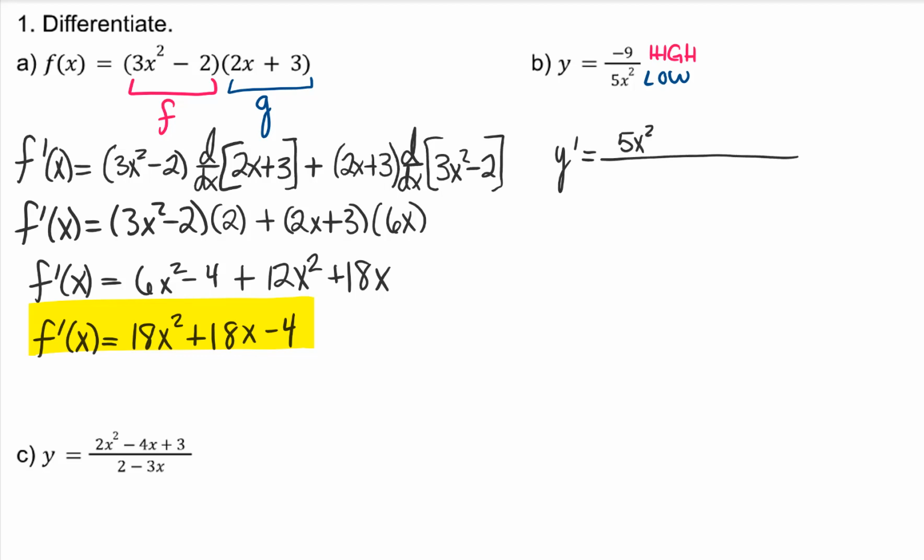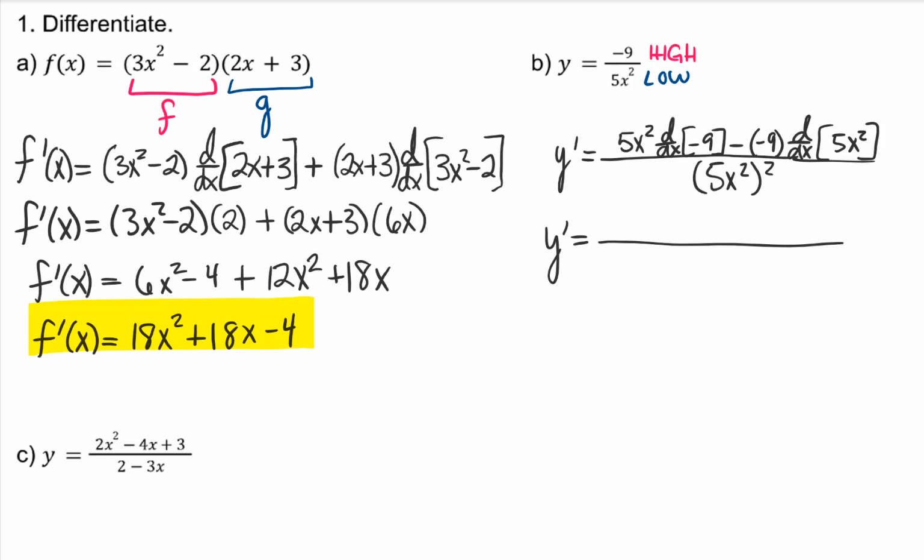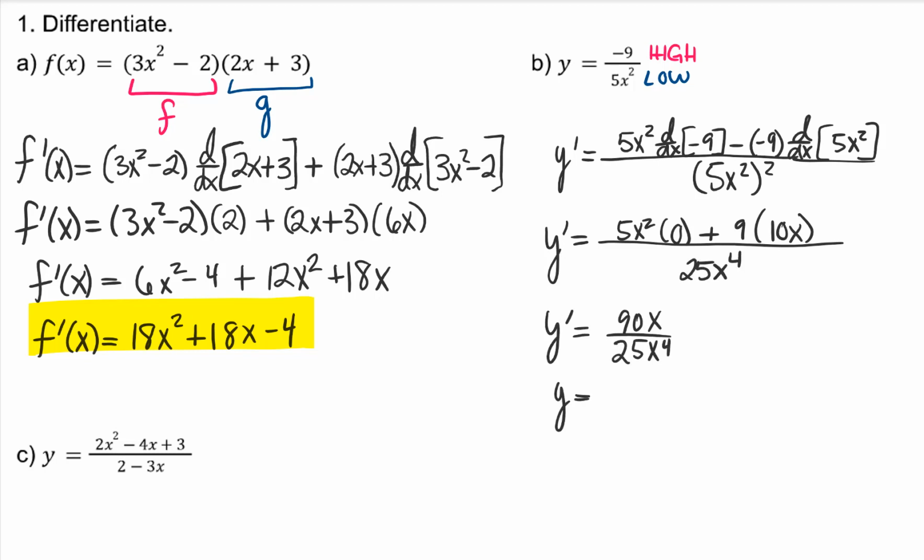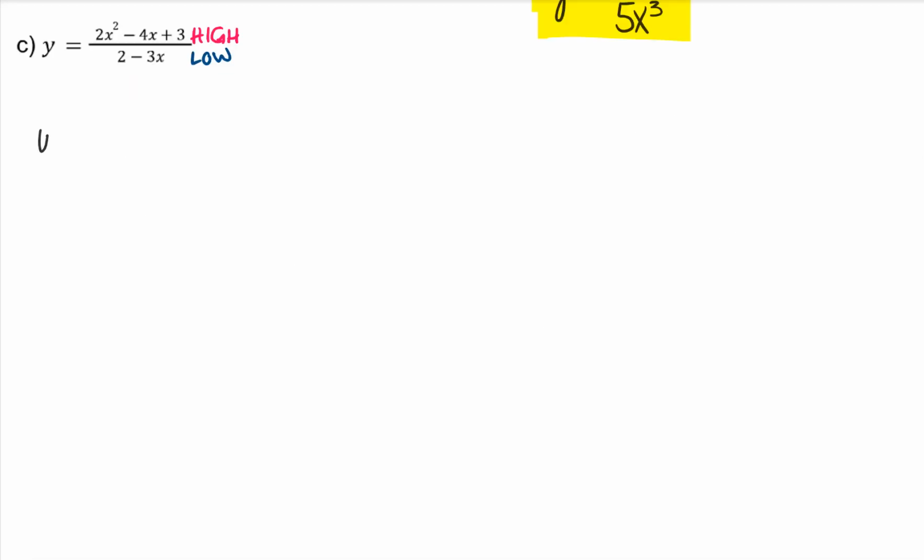Low d high minus high d low over low squared. Again, I like to do the other derivatives in my next step. Hey, the derivative of 9 is 0. There's our derivative. Plug it into the formula, low d high minus high d low over low squared we go.